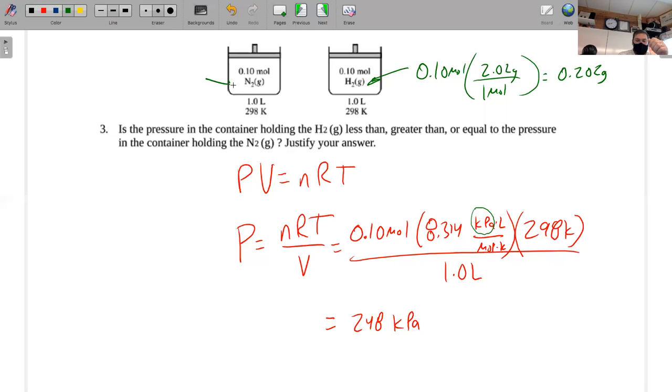But the nitrogen gas, it has a higher mass. So 1/10 of a mole of nitrogen, every mole of nitrogen is like 28.02 grams. So that's 2.80 grams. The mass of the nitrogen gas is going to be about 14 times bigger than the mass of the hydrogen gas, but the quantity of particles is exactly the same, or the volume of the particles is the same at the same pressure and temperature condition.